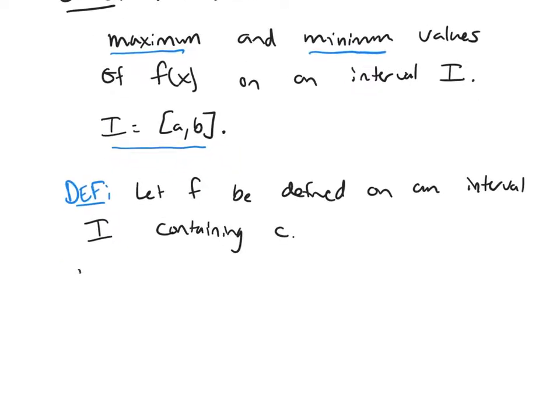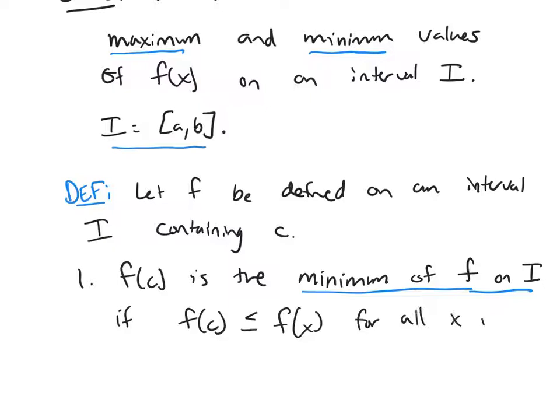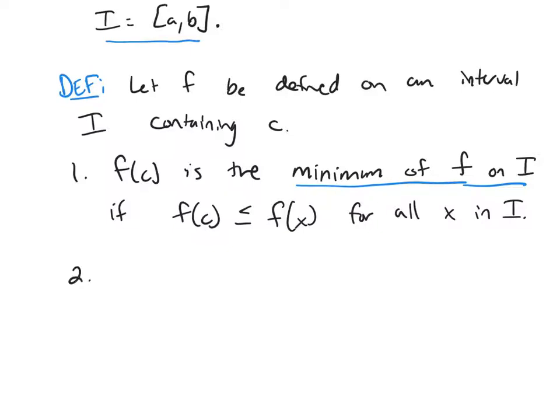Then f of c is a minimum of f on I if it needs to be smaller, so f of c needs to be less than or equal to f of x for all x in your interval I. So it needs to be the smallest output value for your function on the interval.